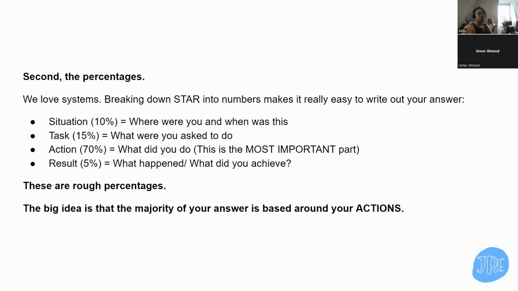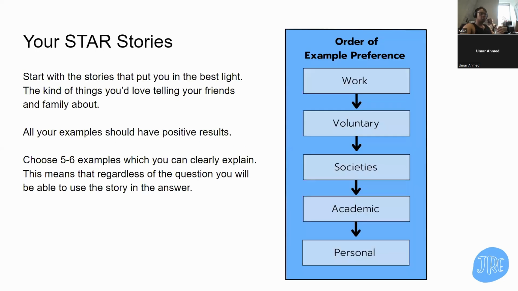Situation and the task. Situation, 10%: where were you and when was this? Task, 15%: what were you asked to do? Action, 70%: what did you do? This is the most important part. Result, 5%: what happened? What did you achieve? Again, these are rough percentages. The big idea is that the majority of your answer is based around your actions.